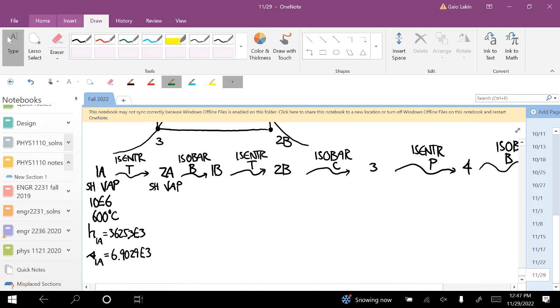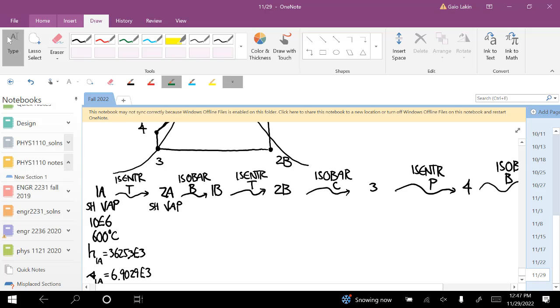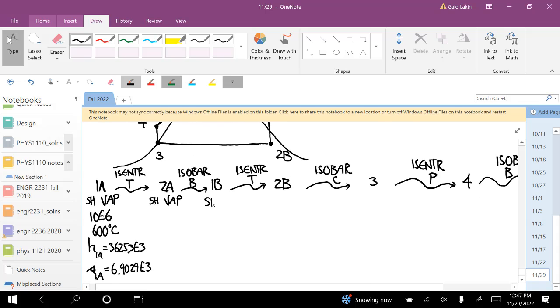At 1B, after it's gone through that steam generator again, we have a superheated vapor. And we are told that the temperature there is 500 degrees Celsius. At 2B, this is a mixture with a quality of 0.9 and a pressure of 6 times 10 to the third pascals.